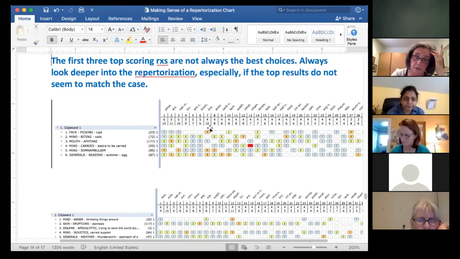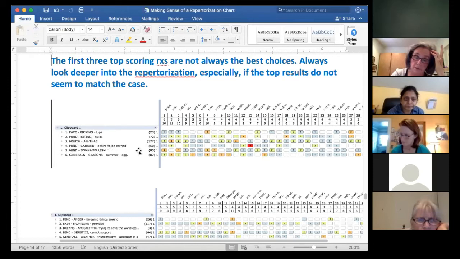And then we go down here to our first set of 4 rubrics, and we have another 10 in weight. So you need to look at these numbers in your repertorization, because they might give you some clues, particularly if you're off 1 or 2 over here.